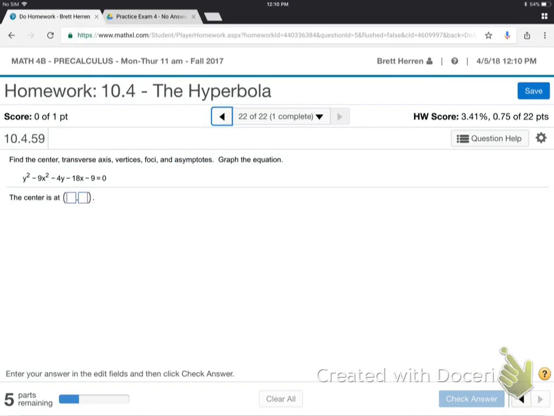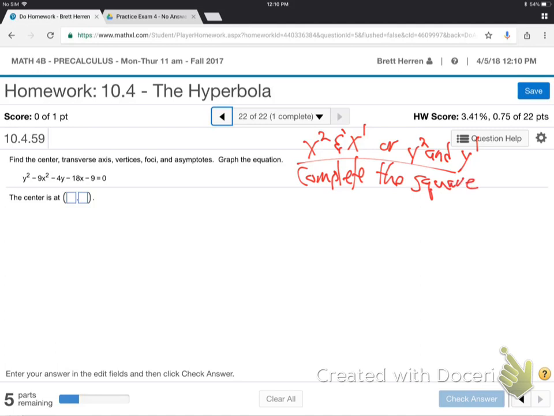Good job recognizing when you see x squared and regular x, or y squared and regular y: complete the square. Just like we had to do for the other two sections, same thing here for 10.2 and 10.3, parabolas and ellipses. When you see x squared and x to the first, or y squared and y to the first, you've got to do the whole complete the square thing. There's certainly going to be one complete the square question on the real exam. It'll be from one of these three sections, so you've got to know how to do that.